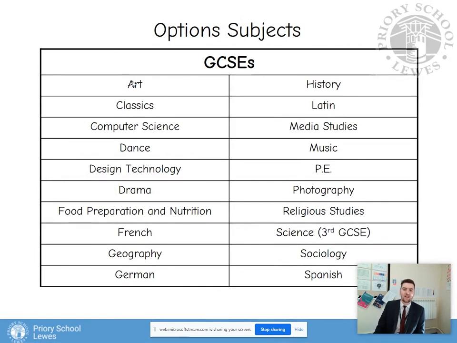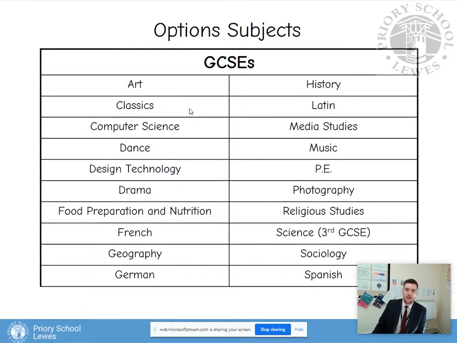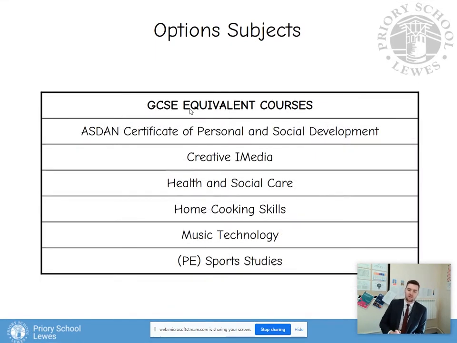And here are the other 10 hours. You could choose some of the following subjects. So there might be 2 there now that automatically grab your attention. I'm not going to read them all out, but you might choose to pause this and have a little look and think, oh, that sounds interesting, or oh, I'm intrigued to know a bit more about that. And also, for those that aren't doing GCSEs, we have GCSE equivalent courses, such as ASDAN, Creative iMedia, Health and Social Care, Home Cooking Skills, Music Tech, and Sports Studies. So we've got our GCSE subjects there, and then we have GCSE equivalent courses.